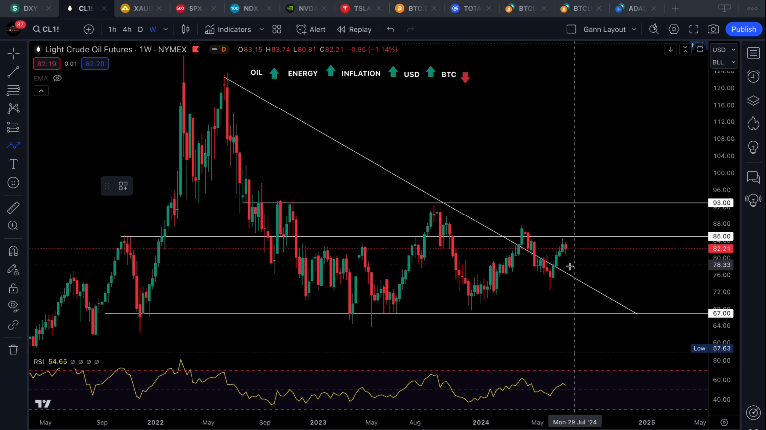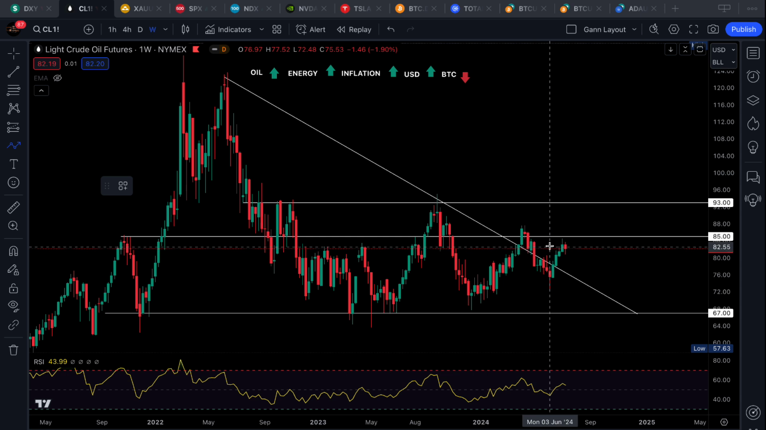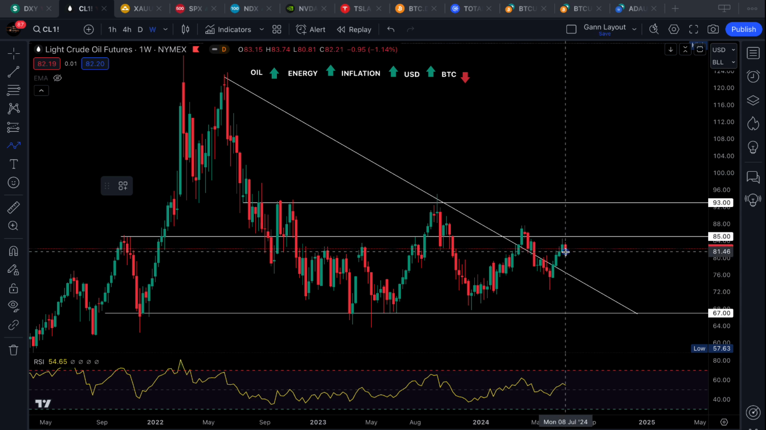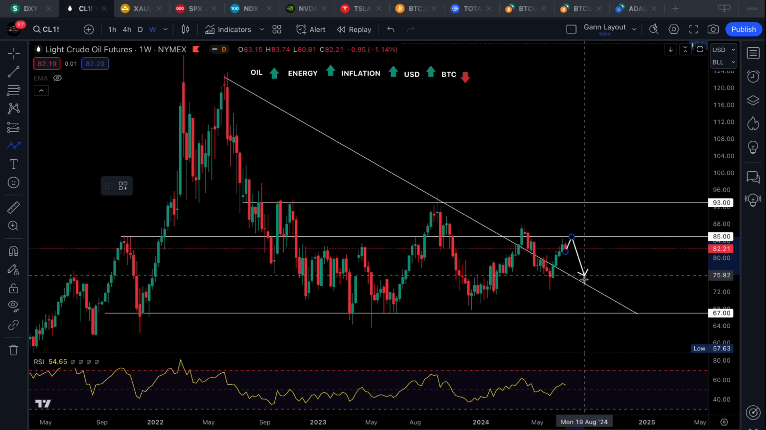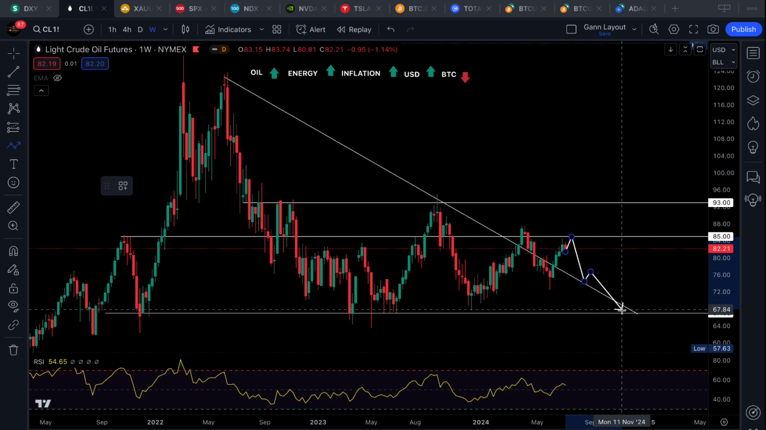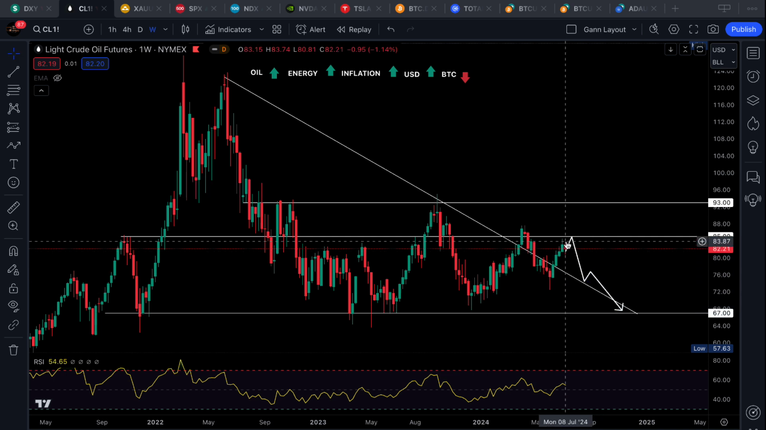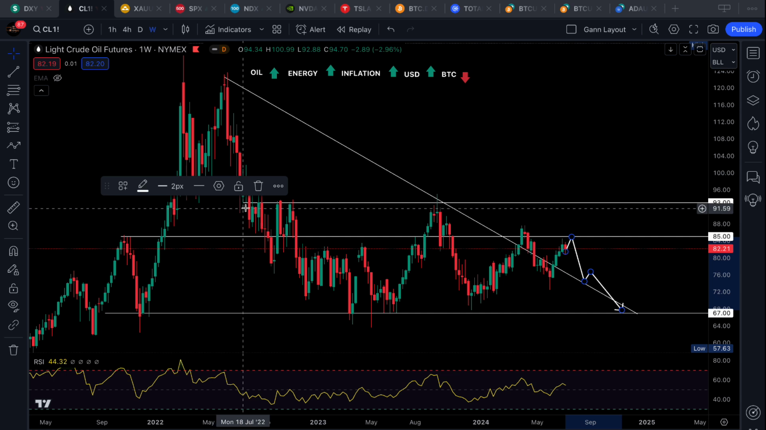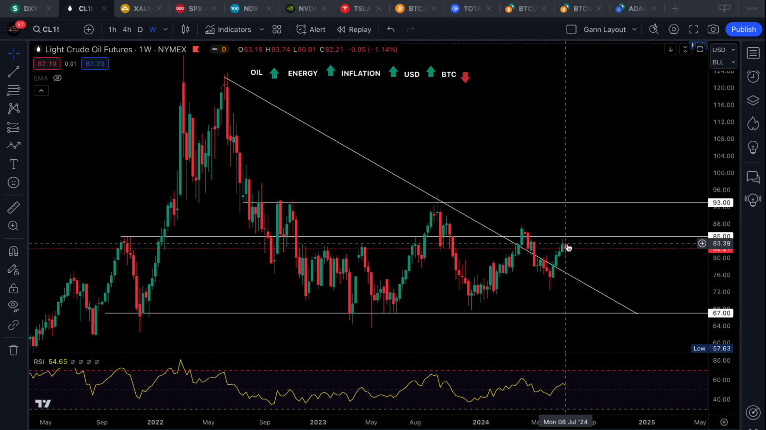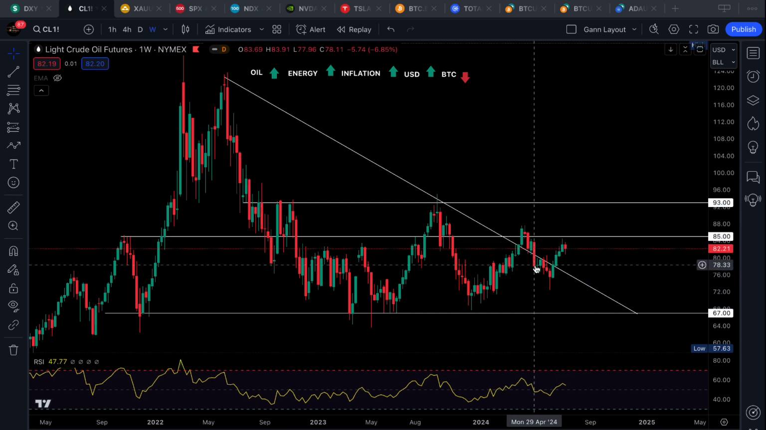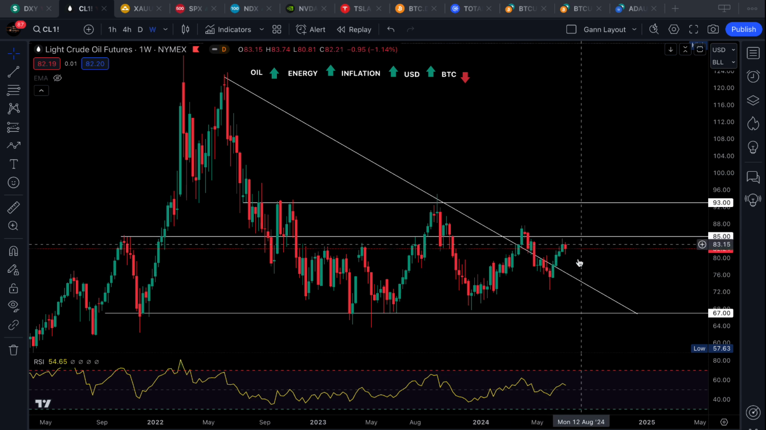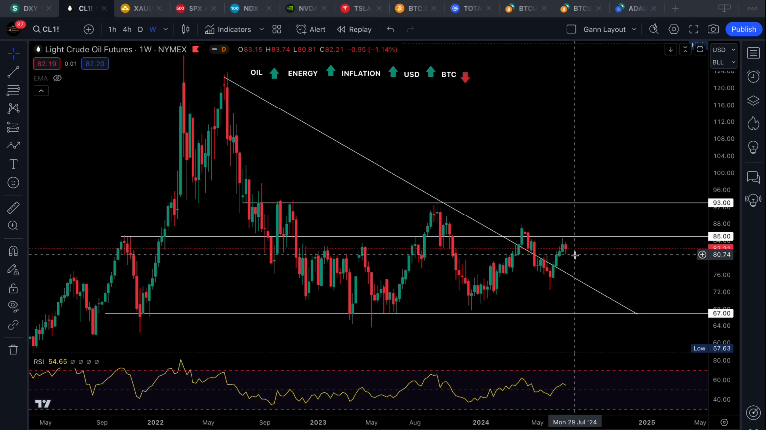Okay? However, just the same as the dollar, yes, it looks nice, it's favorable, but we need to see a clear rejection and continuation to the downside. Okay, right now, oil is consolidating below resistance, and consolidation below resistance is bullish. Okay, so no confirmation that oil prices are going lower as well.